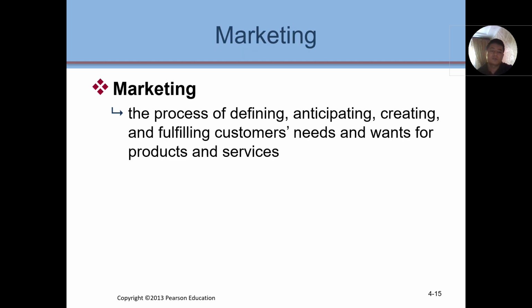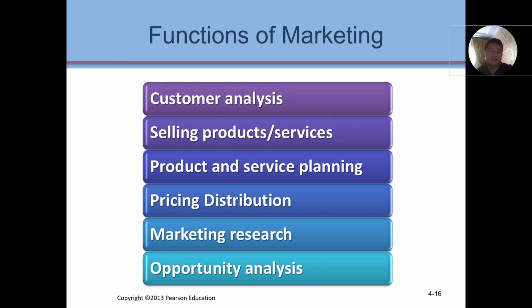And of course, we have to know marketing in order to analyze the internal assessment. In order to do the internal assessment, you need to know how to do marketing, right? So marketing is a process of defining, anticipating, creating, and fulfilling customers' needs and wants for products and services. And here you can see the functions of marketing. The functions of marketing are customer analysis, selling products and services, product and service planning, pricing, distribution, marketing research, and opportunity analysis.